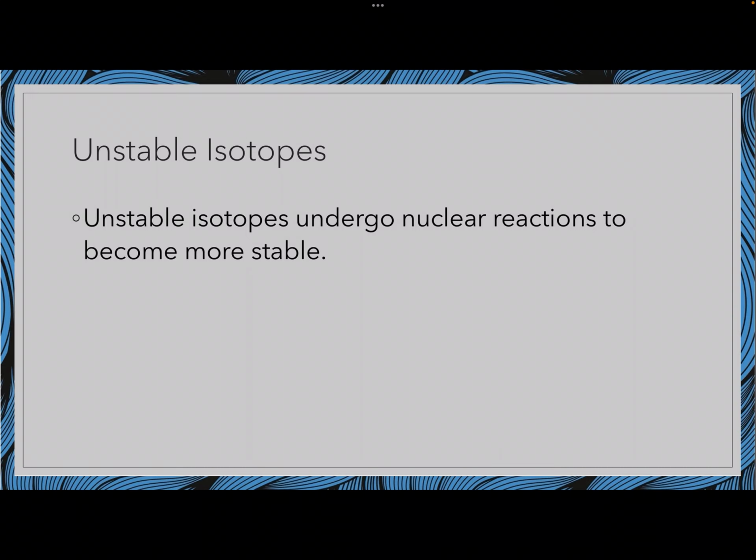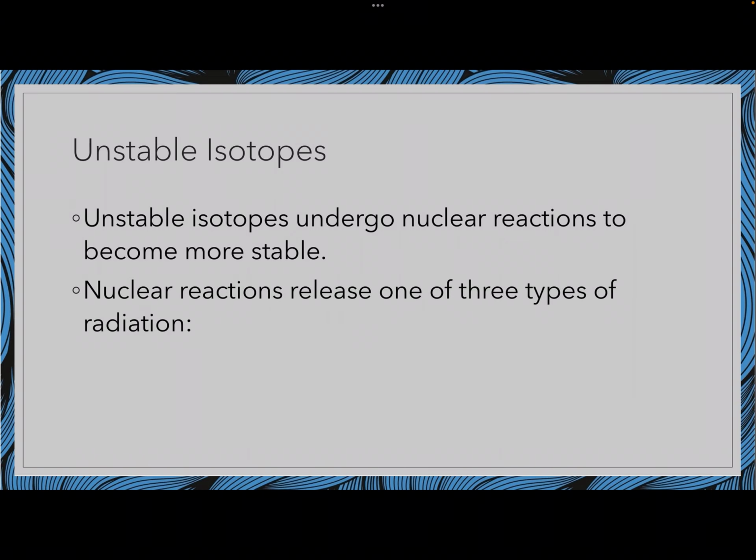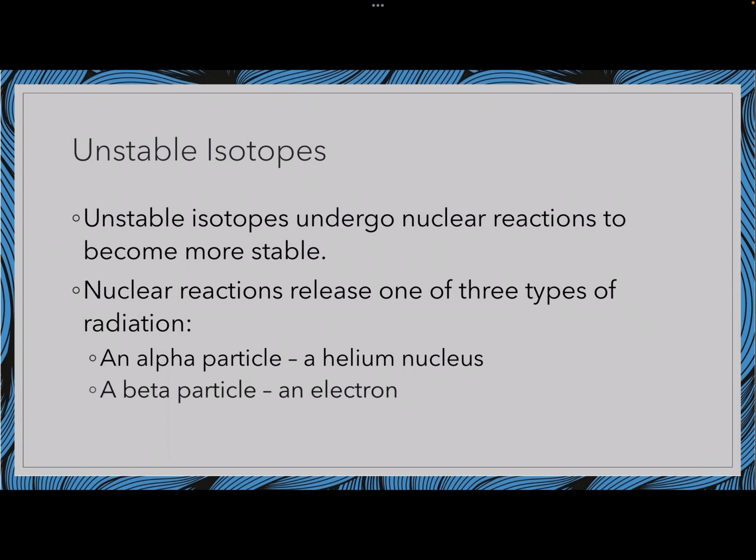Okay. Now these nuclear reactions, they release one of three different types of radiation. So we have an alpha particle, which is just a helium nucleus. We could have a beta particle, which is just an electron, or we can have a gamma ray, so a packet of high energy light waves. Now, these are the really dangerous ones. These are the ones that cause you radiation sickness. They're really, really not great.